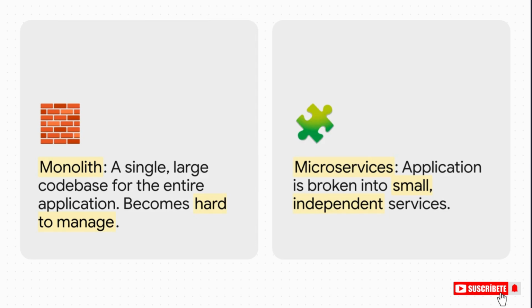The modern way to do it is with microservices. You break the application down into a collection of small, independent services that all talk to each other. This makes it so much easier to scale and update one part of the app without breaking the whole thing.